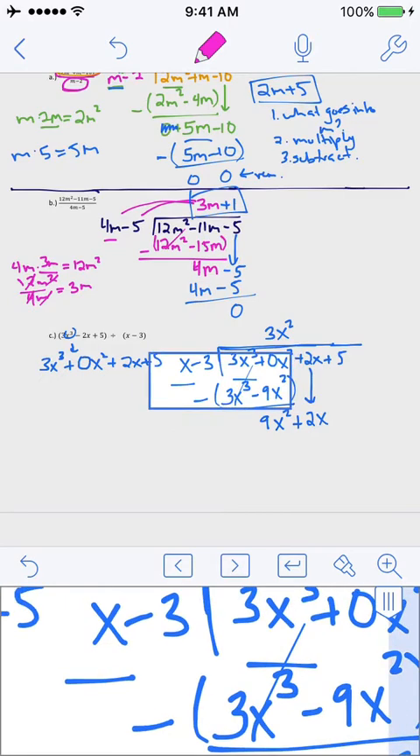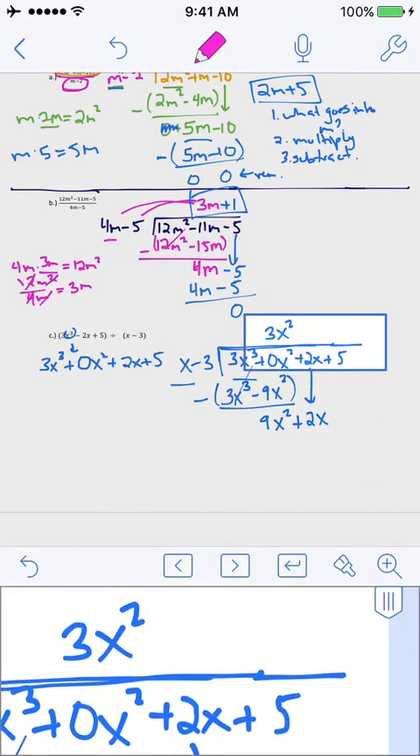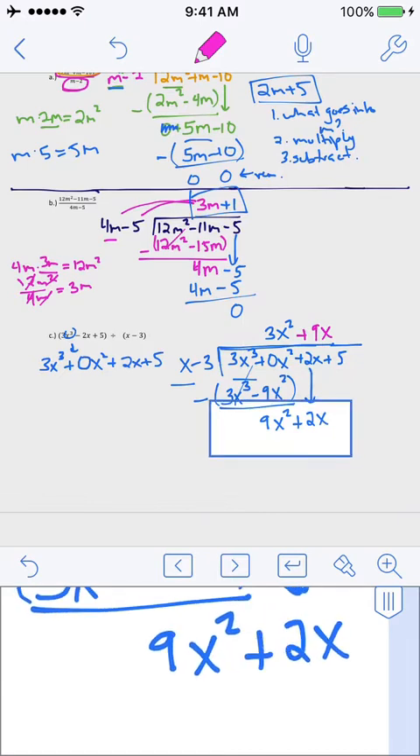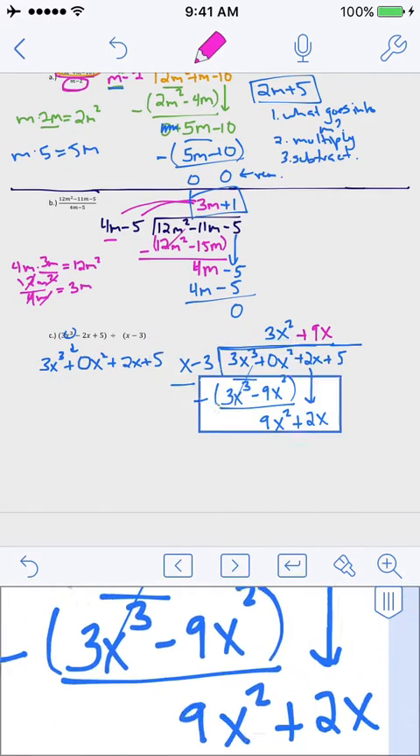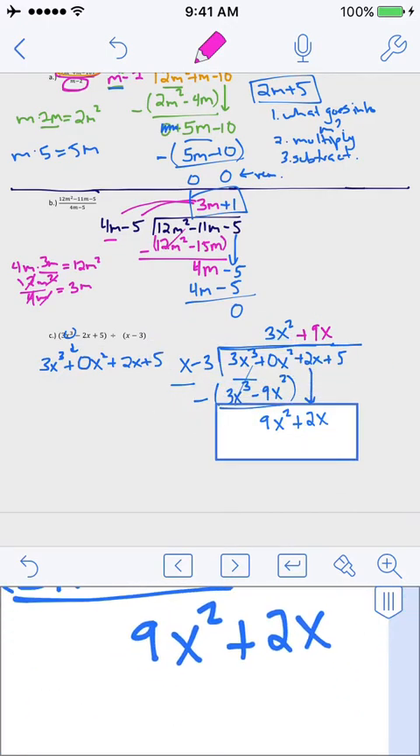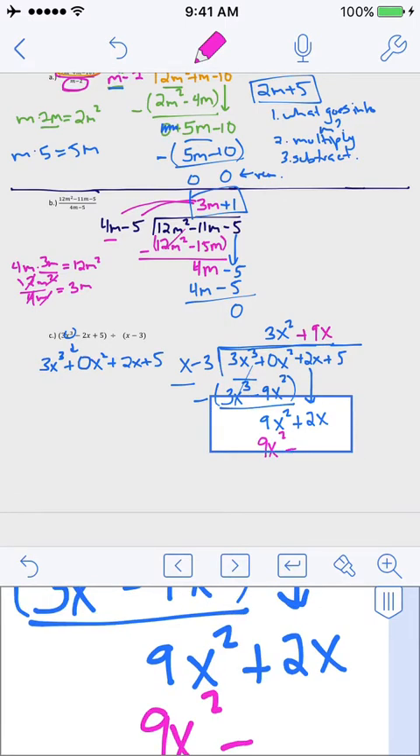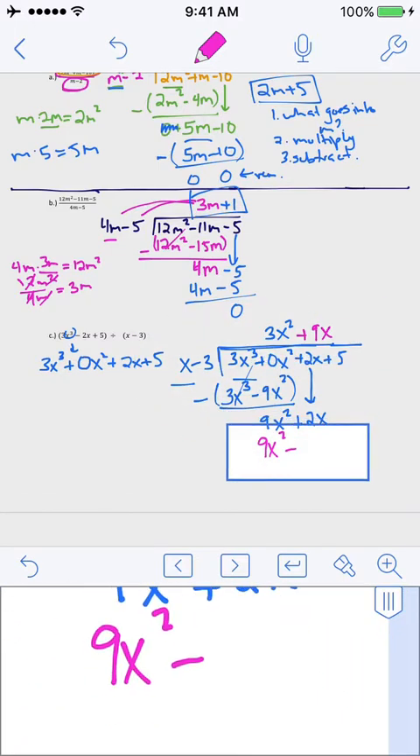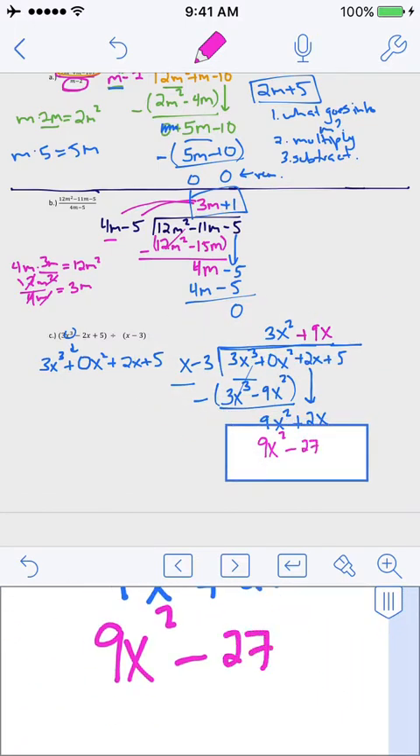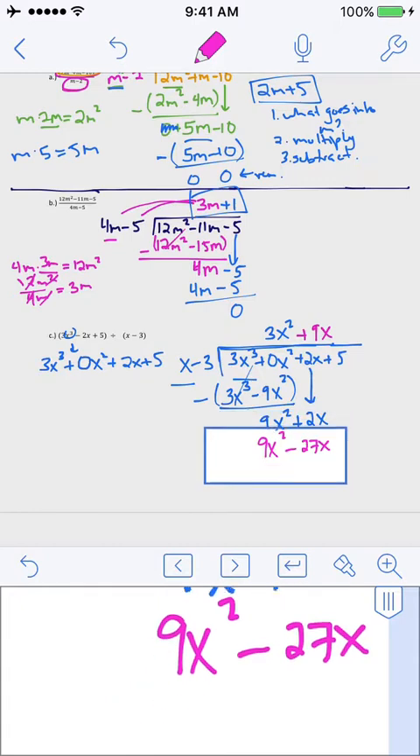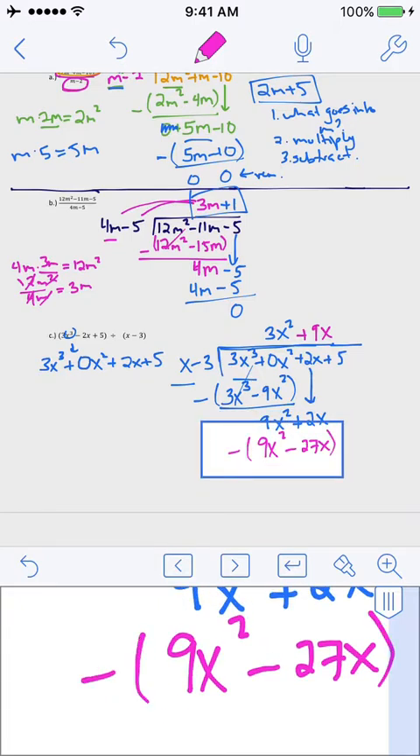So what will multiply by x to give me 9x squared? I'm going to need a 9x, right? I already have one of the x's, I'm going to need another one. And I'm also going to need that coefficient of 9. Now multiply 9x times x gives 9x squared, and then 9x times negative 3 is negative 27x. And now I will subtract that.